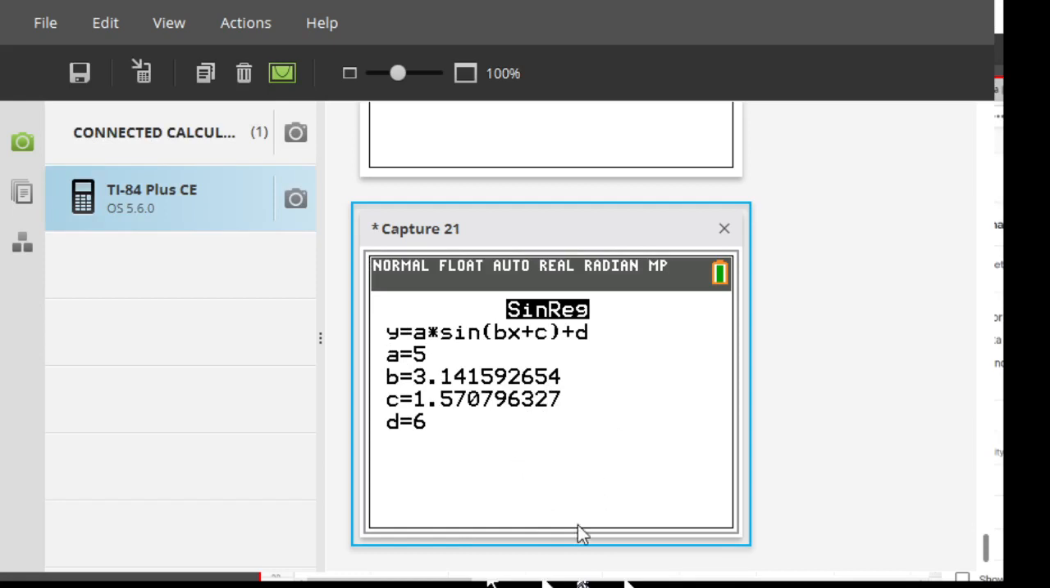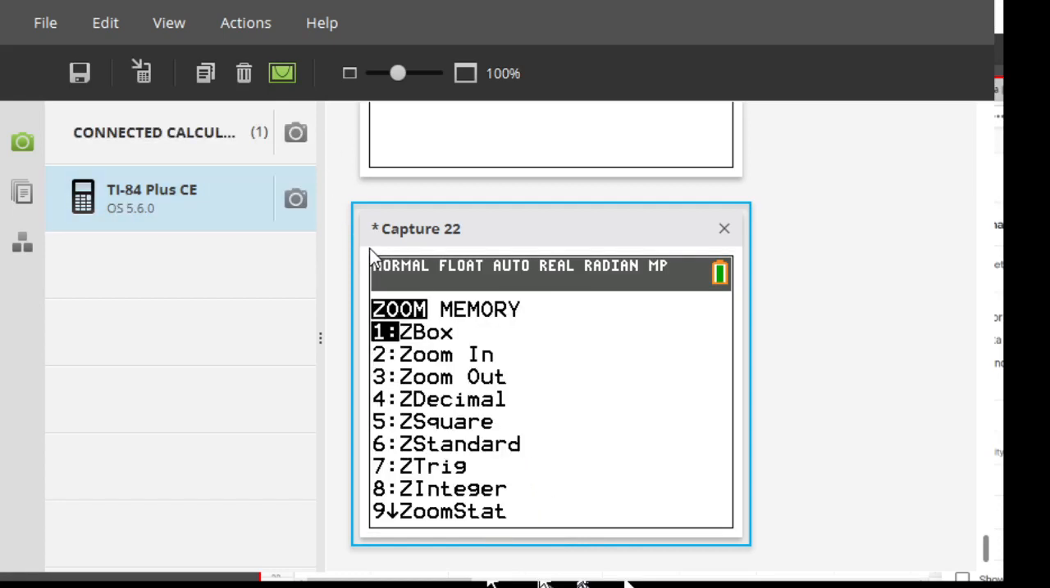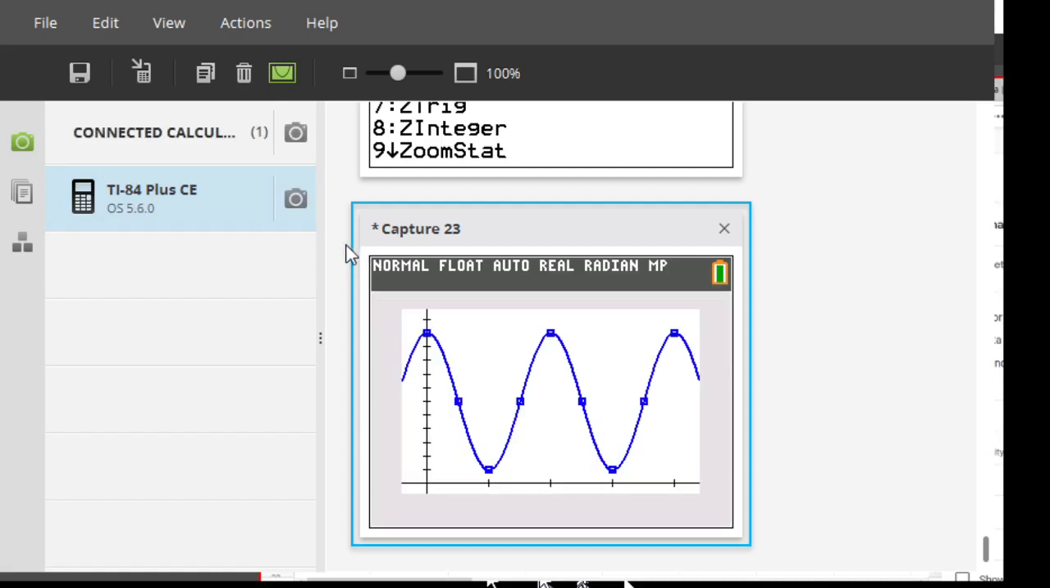The amplitude of 5, the midline of 6, that's what we expect. Our B and C terms are consistent. So we will jump to our zoom stat of 9. And with that in there, we plot our curve. And now we have our curve. So this does seem to be a very good fit for our data.